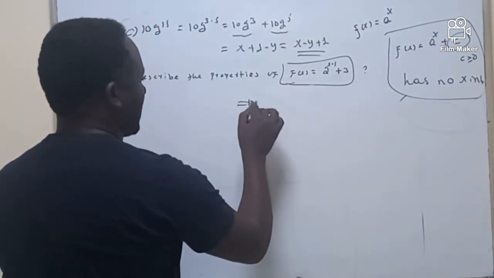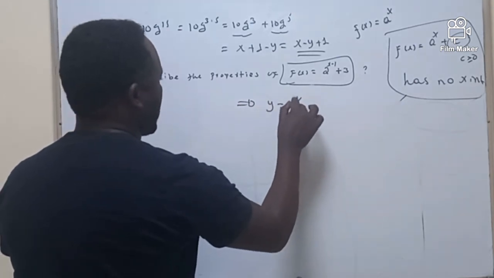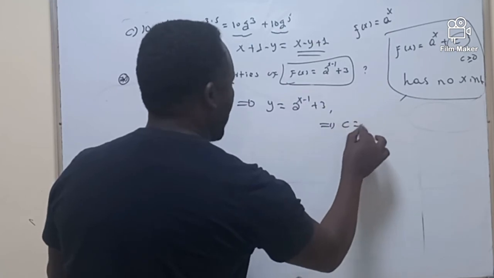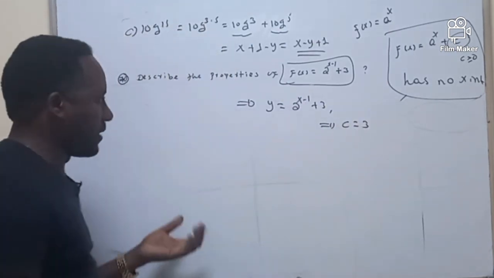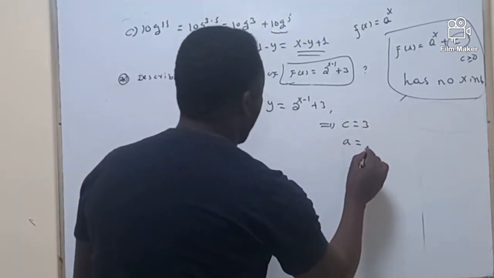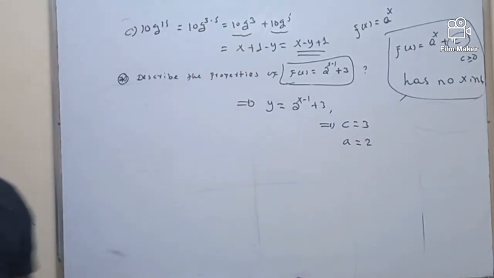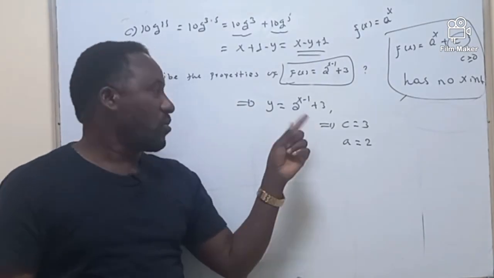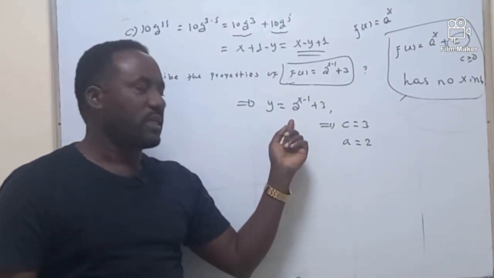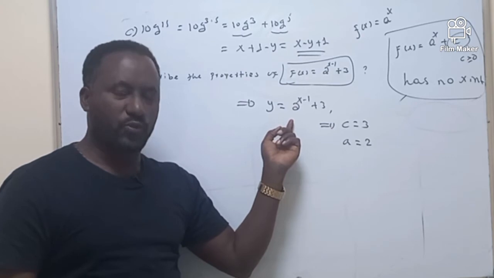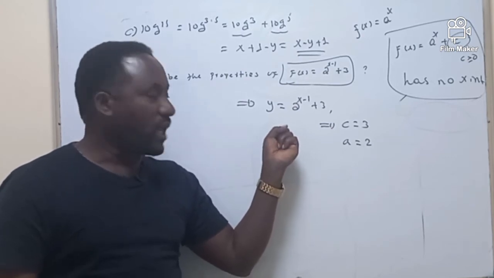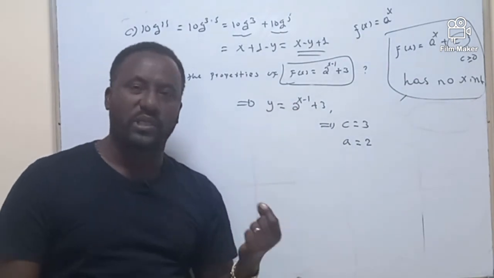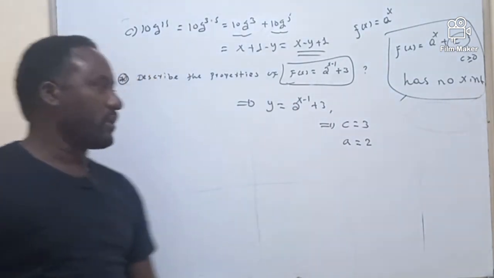Now this implies that y is going to be 2 raised to x minus 1, plus 3. Here c is obviously 3, which is positive, and a is obviously 2, which is greater than 1. What's the base of this exponential? It has the base 2, which is greater than 1, and the constant added is 3, which is positive, greater than 0.